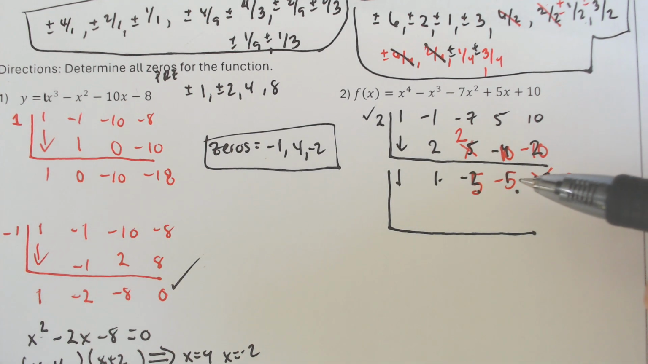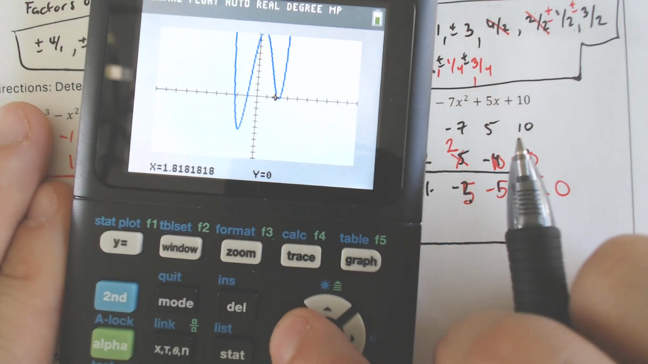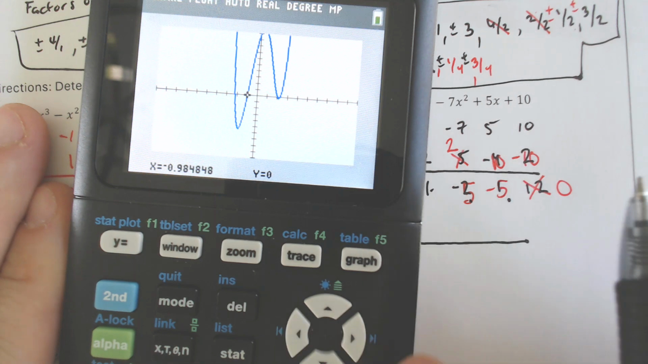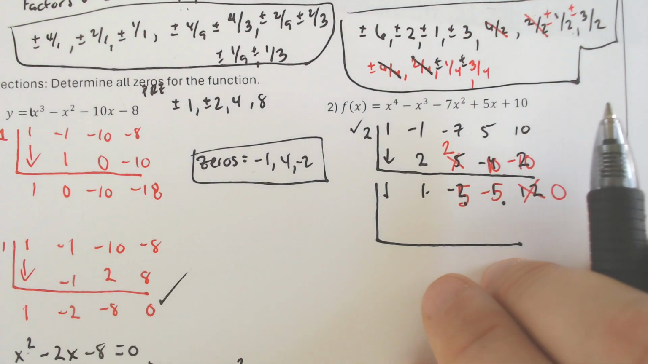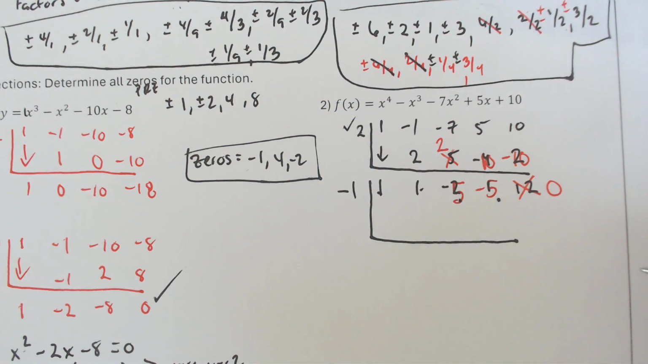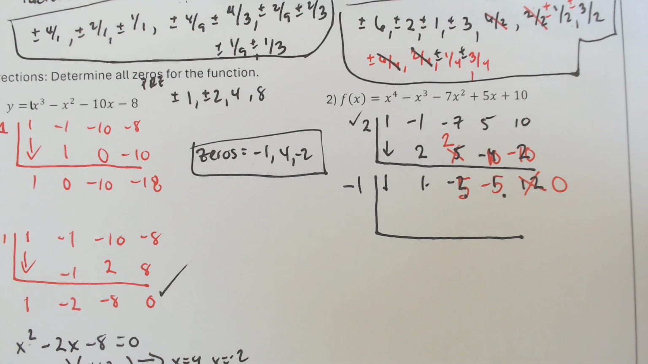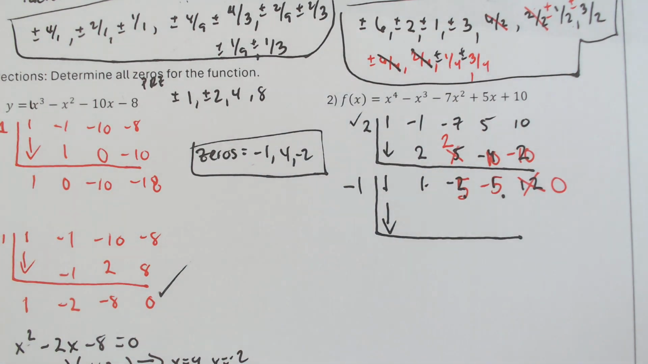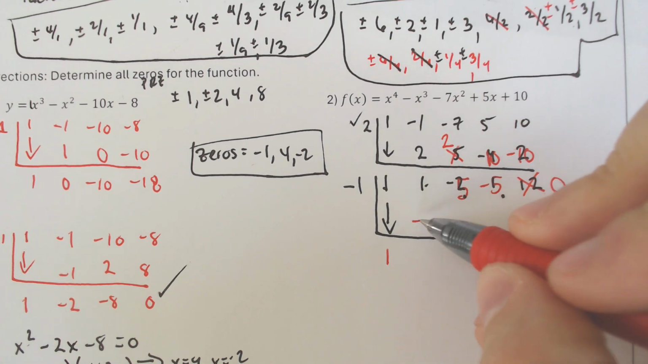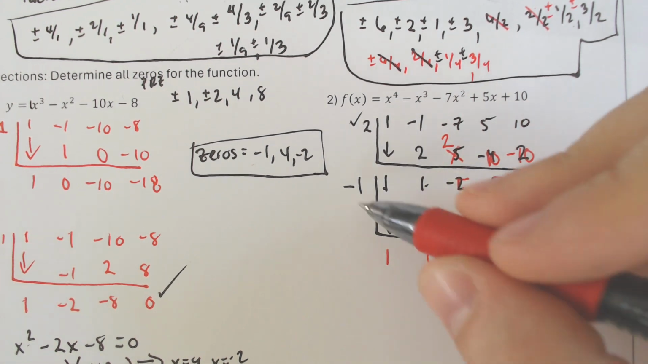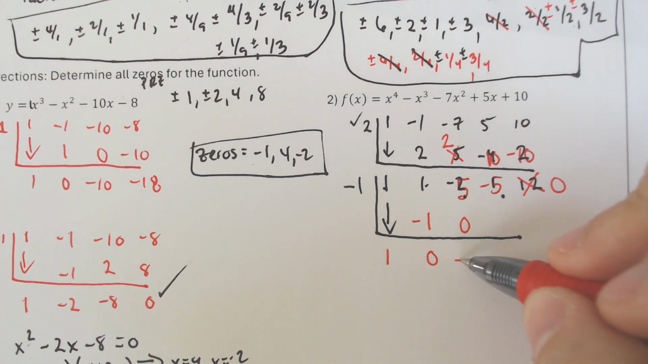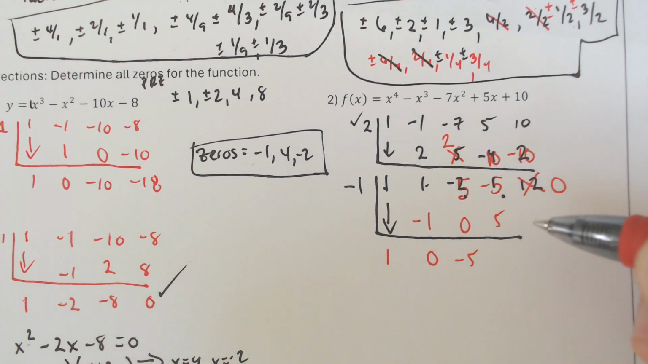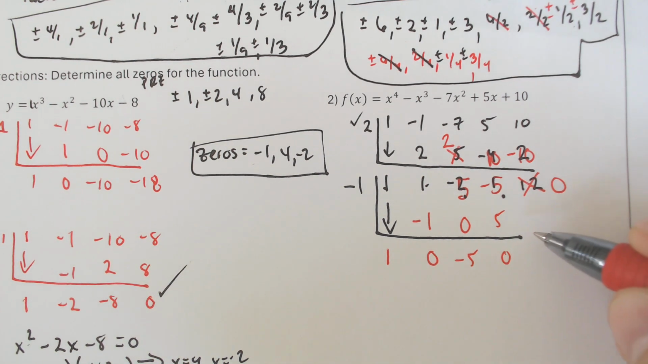Okay? If I do it this time, now I'm going to use the answer I felt more confident with, which was negative 1. You can choose whatever order you want. I chose 2 first and almost messed up. I did mess up, but I caught it. Bring down the 1. Multiply, you get negative 1. Add, you get 0. Multiply 0. Add negative 5. Multiply 5. Add straight down 0.